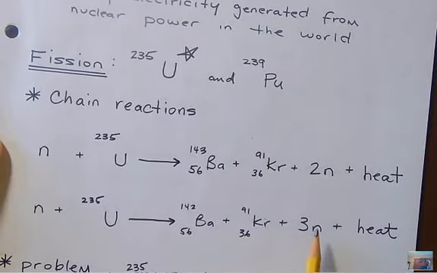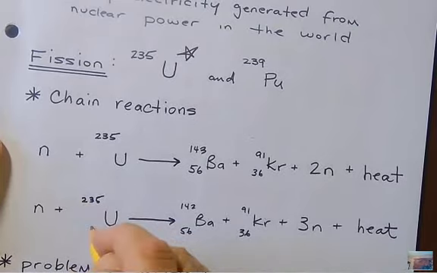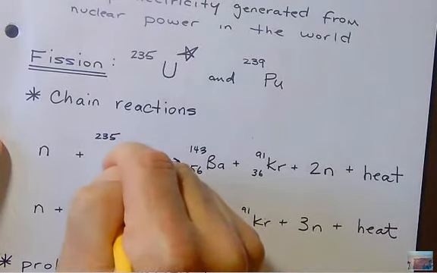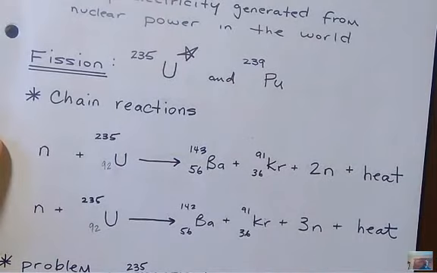These neutrons have no protons, right? So this is the number of protons. 56 plus 36 will give you 92, okay? So that has to be the case here. I didn't write it, but remember, uranium is always 92. That's its atomic number. Good?